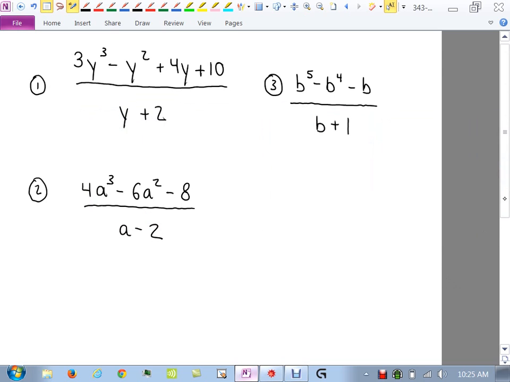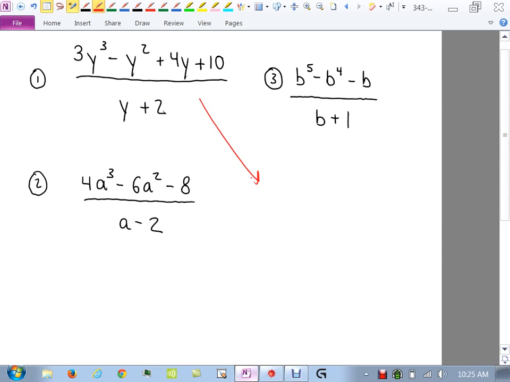All right, so the first one, my synthetic division box is 3, -1, 4, 10. I saw a lot of that problem there with that -1, the opposite of the positive 2 on the outside. Then 3 comes down, multiply 3 times -2 is -6, add down -7. -2 times -7 is positive 14. Add down, you get 18. -2 times positive 18 is -36.